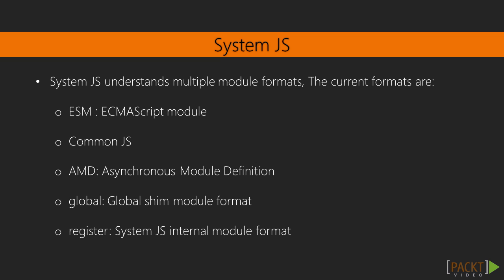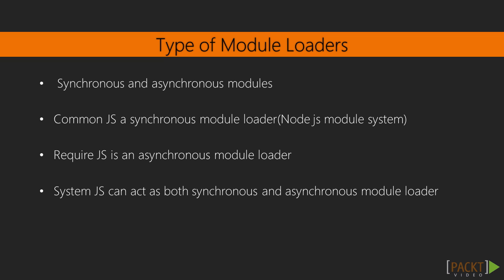System.js is universal, which means it understands multiple module formats. The current formats are CommonJS, ECMAScript modules, AMD, ES6 modules, and System.js internal modules. It means it can load dependencies for these different kinds of module systems. Most of the modules are in the CommonJS format, but enabling us to use libraries in other module formats is a bonus.